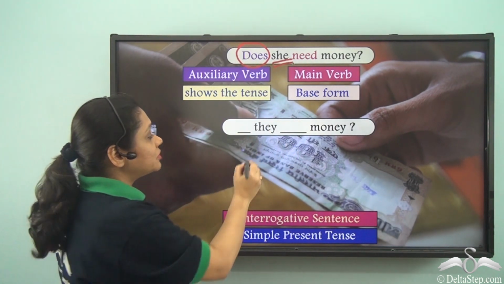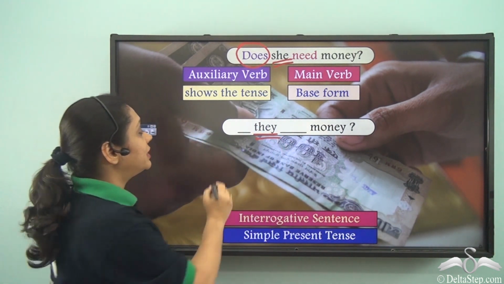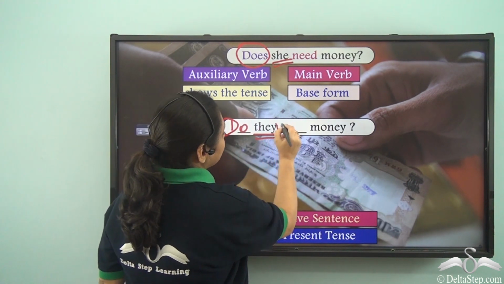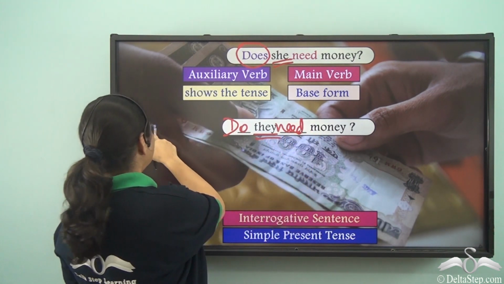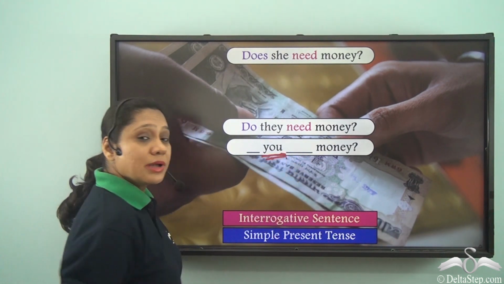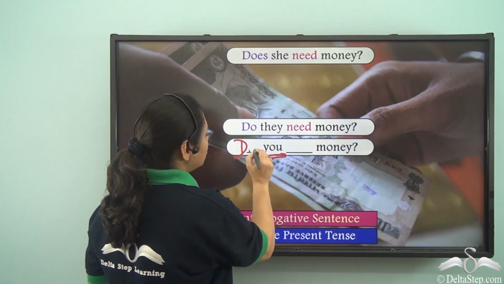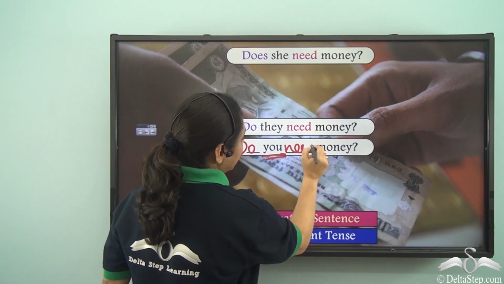So what if our subject is plural? Then what form of the do verb will we use? We will use do they need money. What if our subject is you? In that case, what will be the form? In that case also, we will use do you need money.